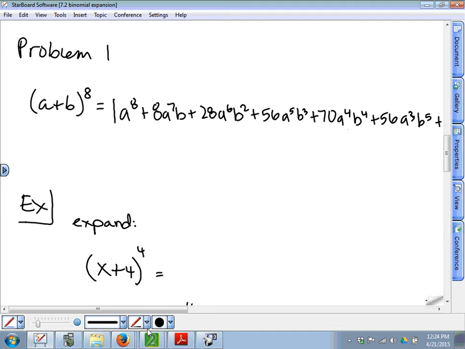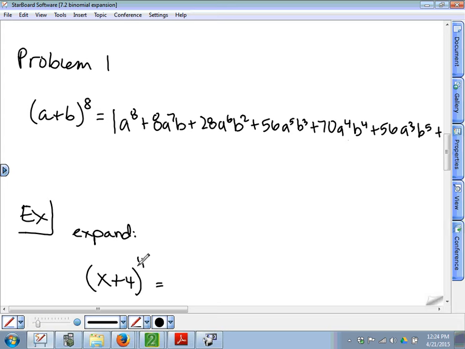Okay, now let's get to the 10th power. We're not going to have to do a 10th power on the test. You won't have to go much higher than 5 or 6. All right, so anyway, look at the 4th row of Pascal's triangle.